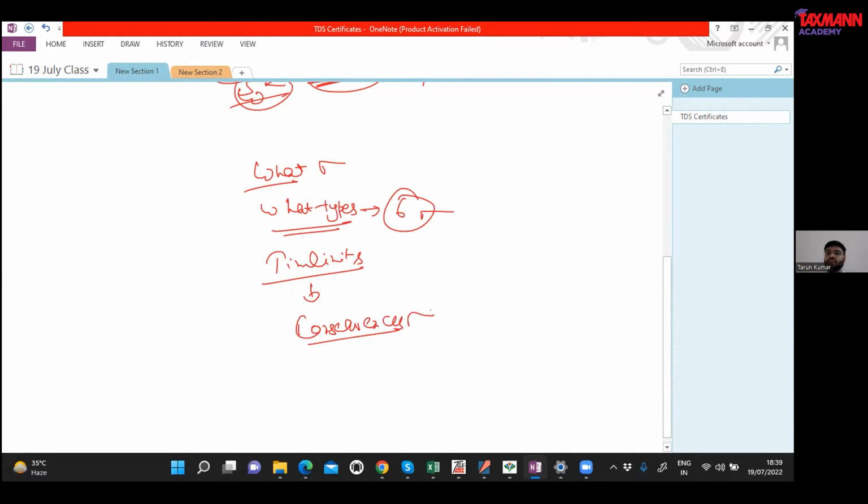Because it is the responsibility of the deductor to issue TDS certificate to the deductee. Since this is the proof basis which she will be claiming the TDS credit in her income tax return, right? So what will be the consequences if TDS certificates are not issued to her?